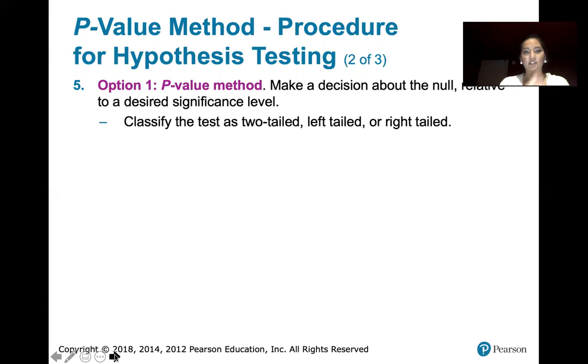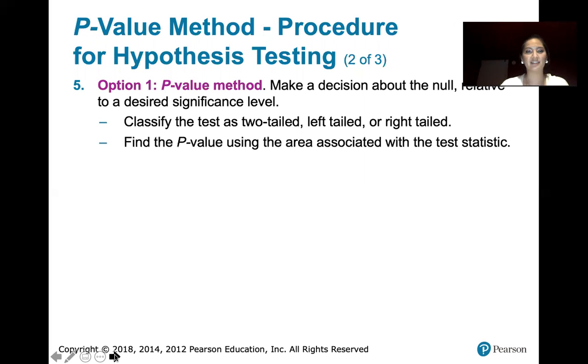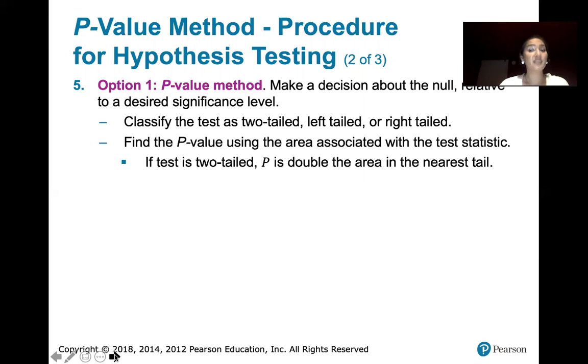And the first thing that we'll do in order to compute the p-values is classify the test as a two-tailed test, a left-tailed test, or a right-tailed test. Then we're going to find the p-value. This is the area in the tails beyond that test statistic. If the test is two-tailed, p is double the area in the nearest tail. So we're going from the test statistic to the nearest tail, and then we double that area.